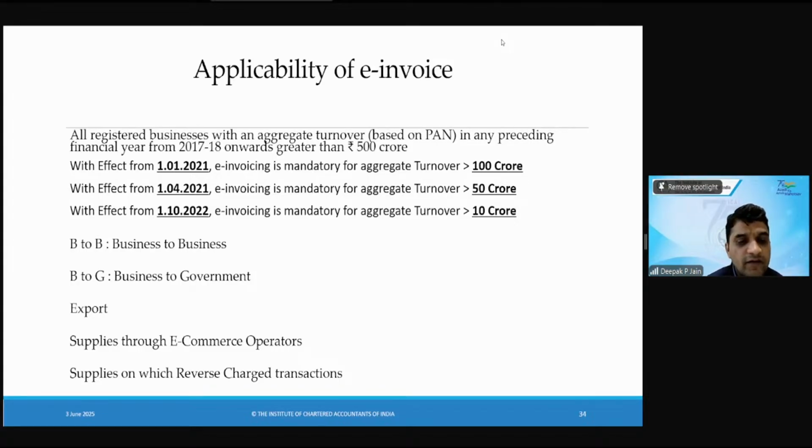E-invoice is mandatory for audit trail, not necessary. E-invoice is mandatory for the compliance purposes.